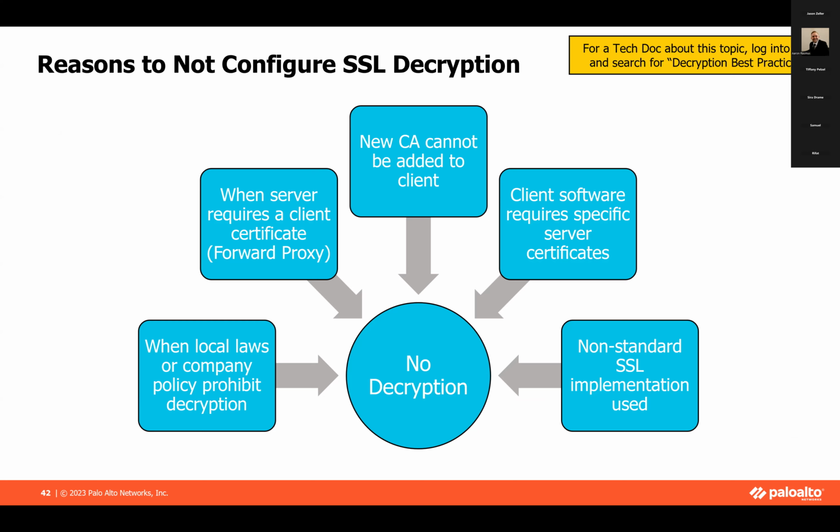So if we can't update that certificate authority on that end device, we can't decrypt the traffic, which means we can't authorize that traffic to go through. We just have to block it. If the client software requires specific server certificates, we cannot inspect that particular section, or if any non-standard SSL implementation is being used, all right? If they're doing their own custom SSL encryption, this could cause some issues going through there.